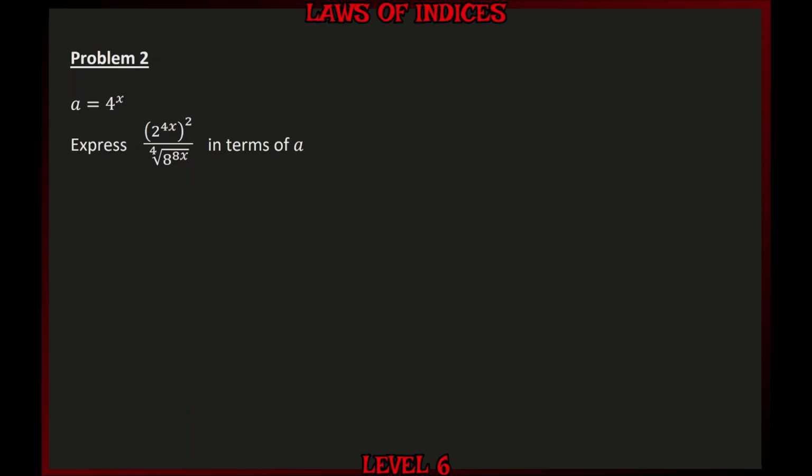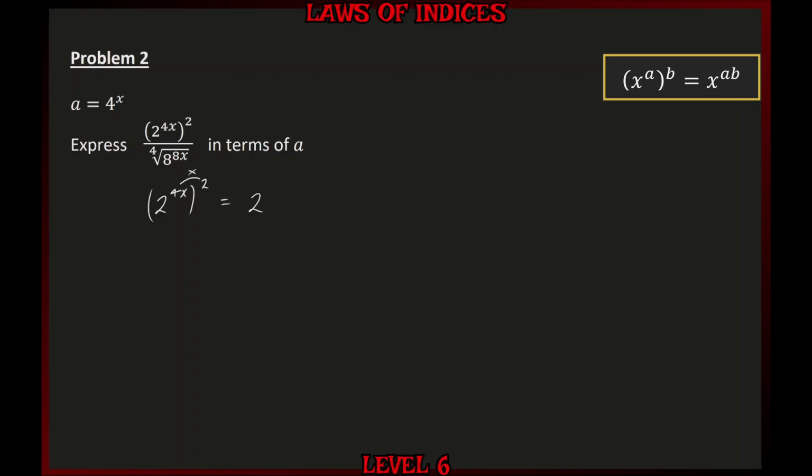Now, starting with the numerator of this fraction, we can see that we're raising a power to another power. So we can use this law, which tells us that to simplify, we multiply the powers together. So in our numerator, 2 to the power of 4x raised to the power of 2 becomes 2 to the power of 4x multiplied by 2, which is 8x.